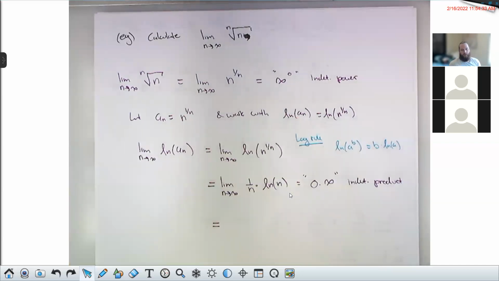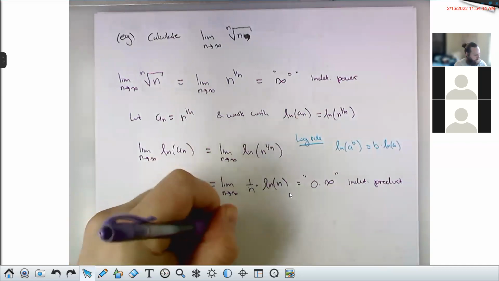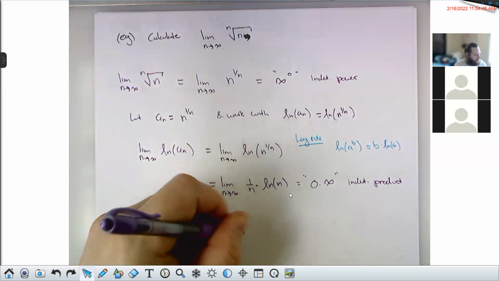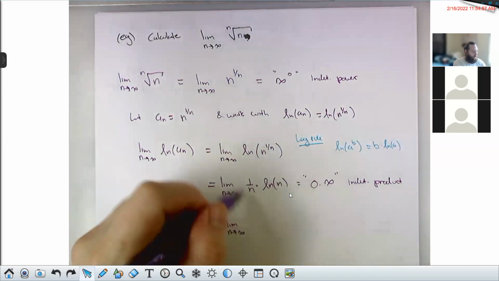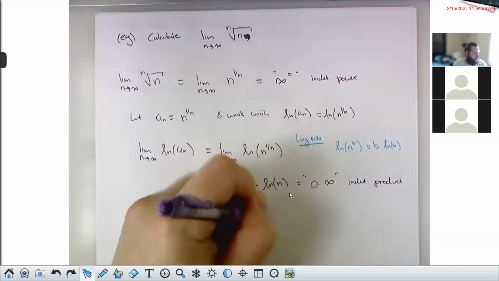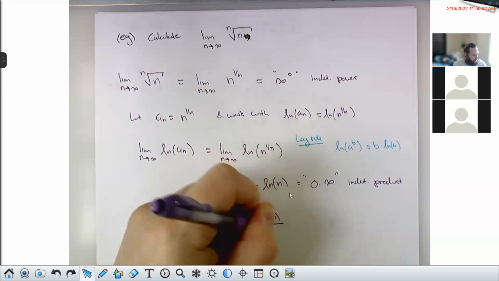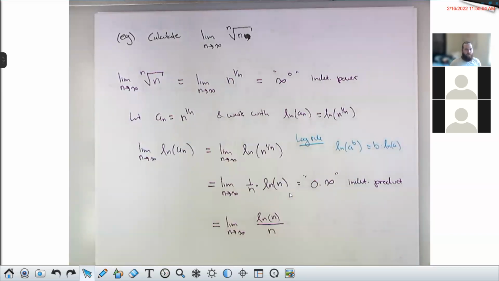So I still can't do any L'Hopital's rule because I don't have an indeterminate ratio. You need 0 over 0 or infinity over infinity to apply L'Hopital's rule. I can turn this thing into a ratio, and this is what you do for all indeterminate products. You turn the product into a ratio by shoving one of the pieces downstairs as its reciprocal. So having 1 over n out front like this is the same as dividing by n, like this.